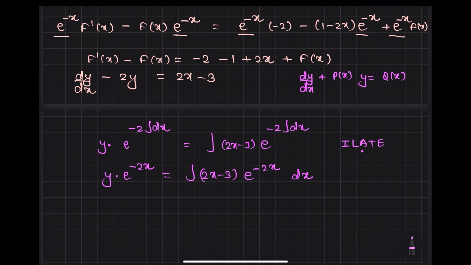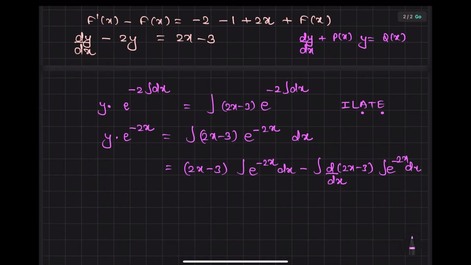Okay, so we have an algebraic function and an exponential function. The algebraic function will be the first function. So it is the first function times the integration of the second function, minus the whole integration of the differentiation of the first function times the integration of the second function. Okay, now simplify this. So we have (2x minus 3) e power minus 2x by minus 2.